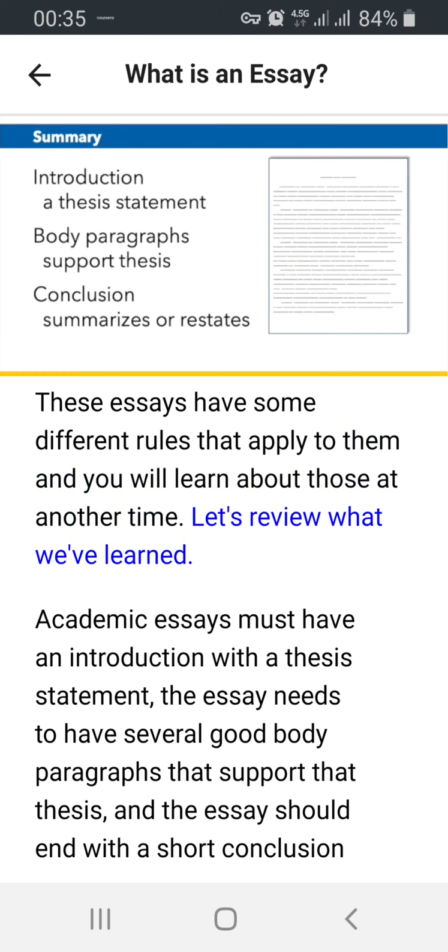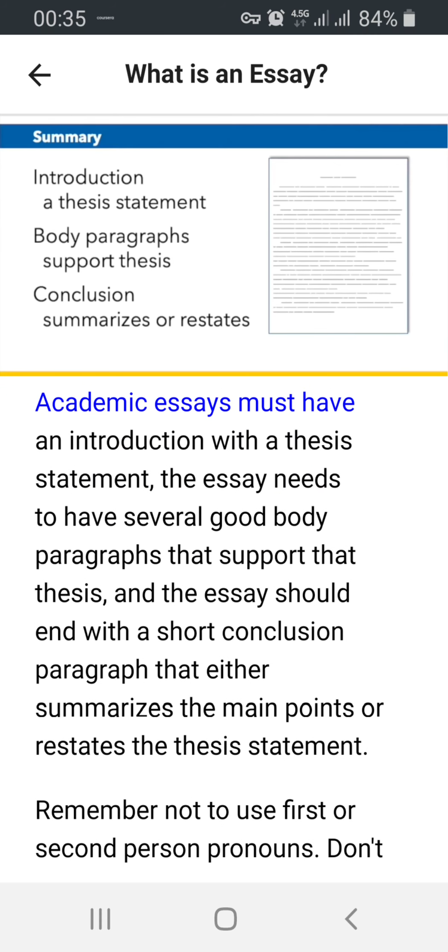Let's review what we've learned. Academic essays must have an introduction with a thesis statement. The essay needs to have several good body paragraphs that support that thesis. And the essay should end with a short conclusion paragraph that either summarizes the main points or restates the thesis statement.